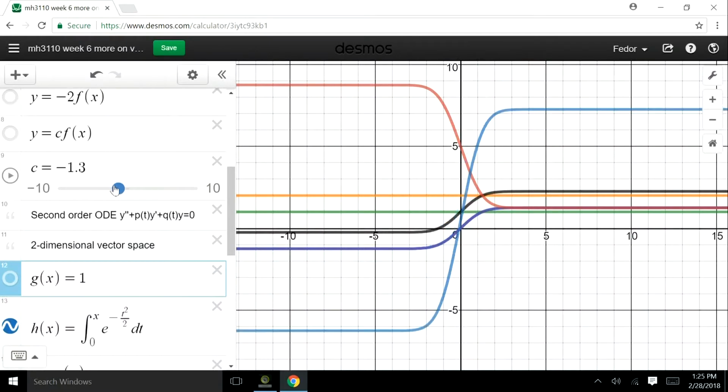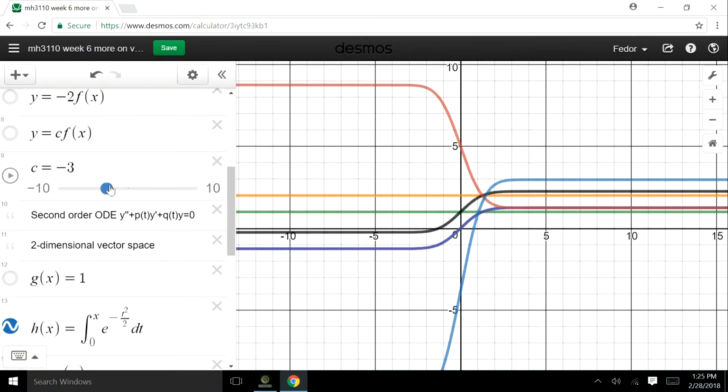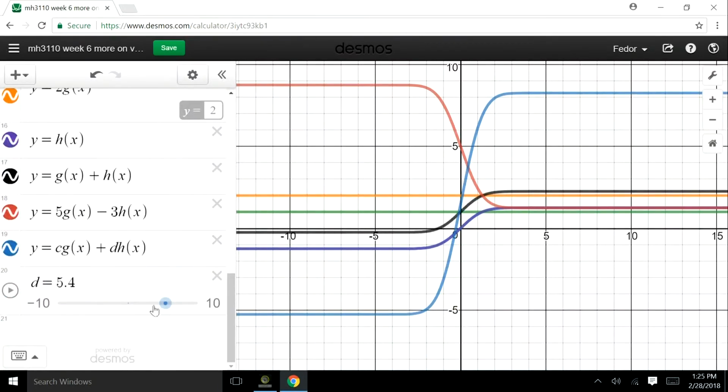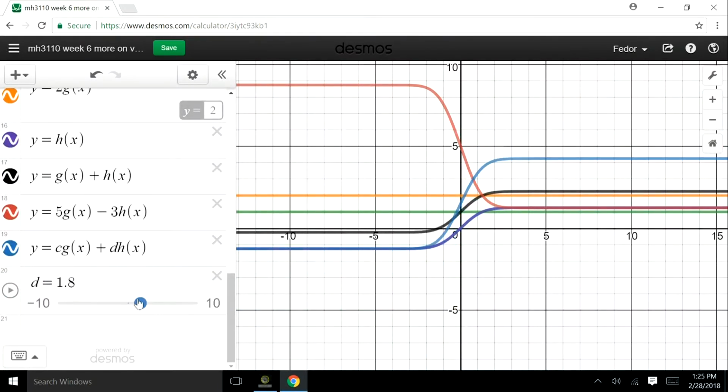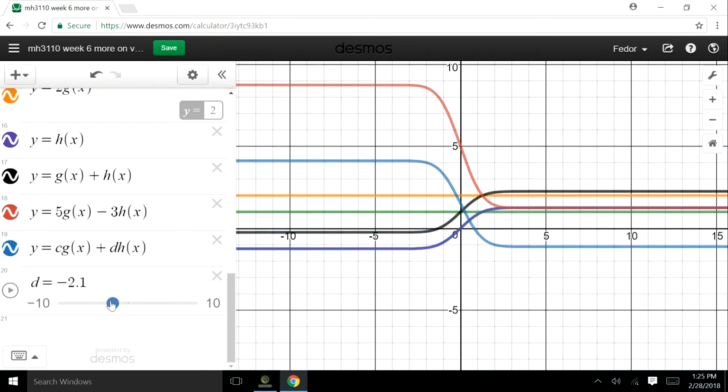So we're going to have vertical translations, and we are going to have scaling. So this is scaling. All right, I hope it is clear.